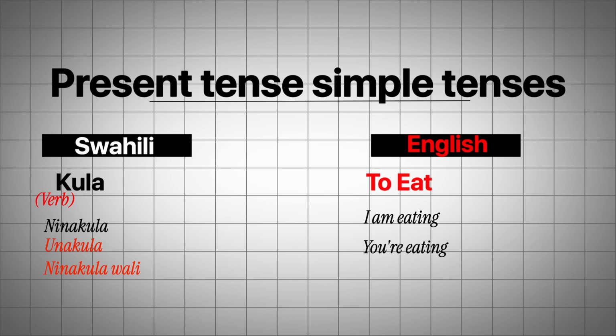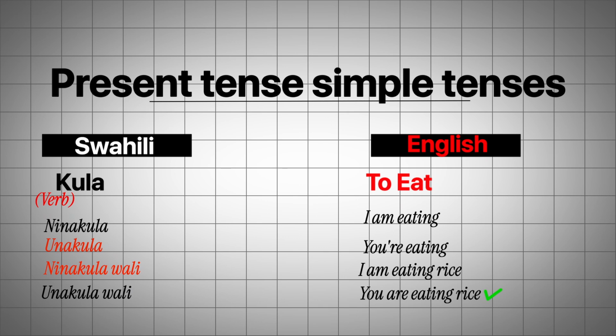You can say something like, ninakula wali. I am eating rice. So repeat after me. Ninakula wali. One last time. Ninakula wali. Good. You can also say something like, unakula wali. You are eating rice. Unakula wali. One last time. Unakula wali.